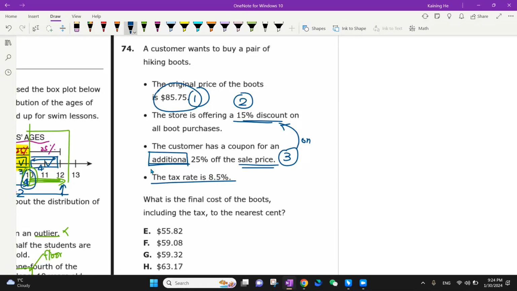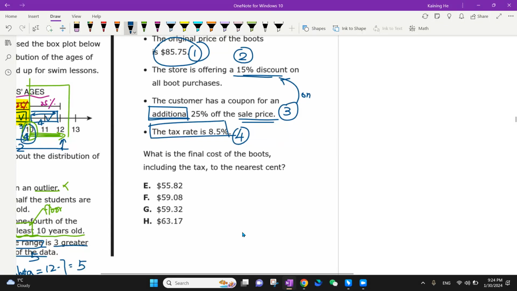The last one is going to be the tax rate. It's 8.5%. So this is going to be something that is added on. That's step number 4. What is the final cost of the boots, including the tax, to the nearest cent? So in here, I'm going to move on to calculation. Now, in our method of calculation, taking a percent off for a coupon means I'm actually taking 1 minus that amount of percent. So I should have 85.75 times 1 minus 15%. Now, that means I'm actually taking 0.85 as a multiplication. That's our first discount. After that, I'm going to go ahead and use that.